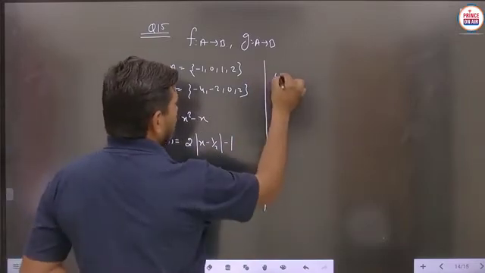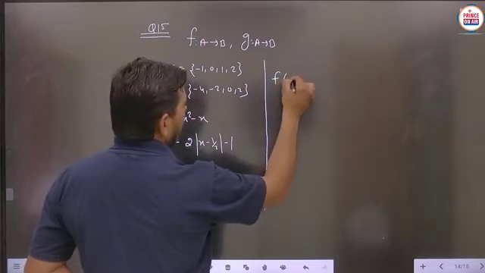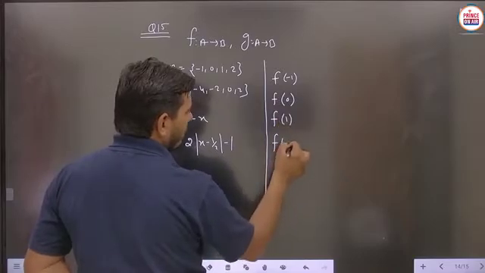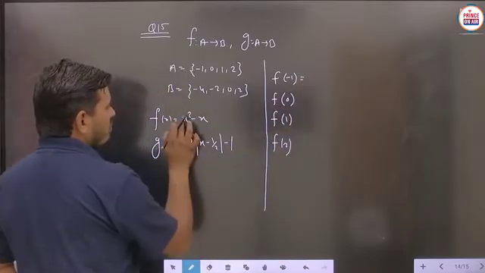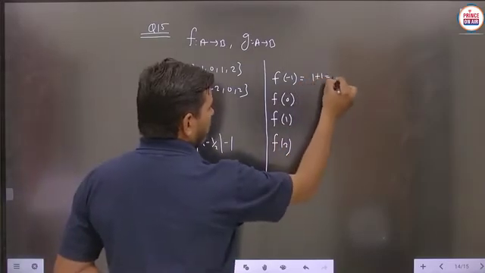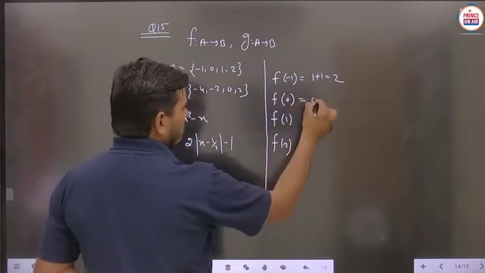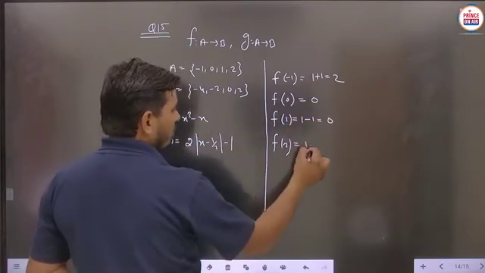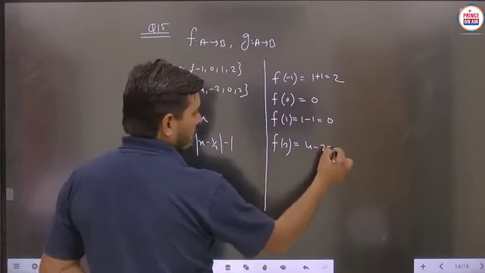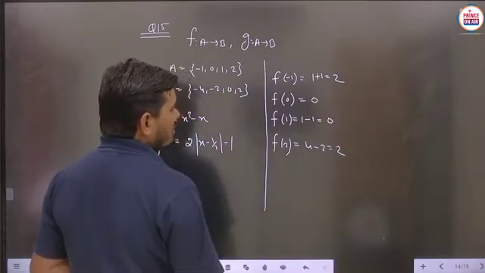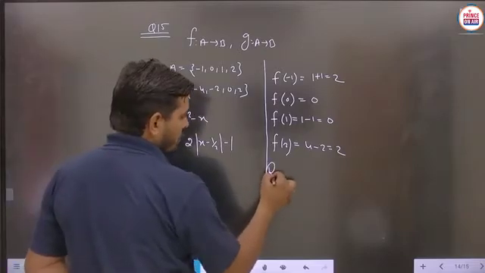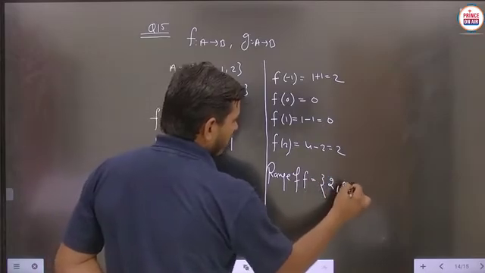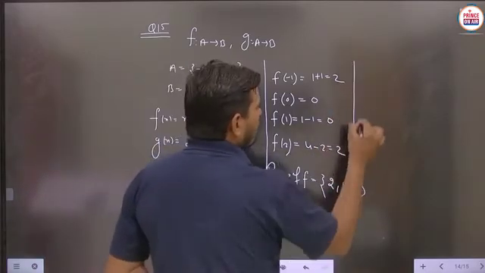First of all, we will check the answer of f of minus 1, then f of 0, then f of 1 and f of 2. So f of minus 1: minus 1 is used here, then 1 plus 1 equals 2. 0 is used, then the answer is 0. 1 is used, then 1 minus 1, the answer is 0. 2 is used, then 4 minus 2, which is 2. So this is the range part. The range of f will be 2, 0 and 2.